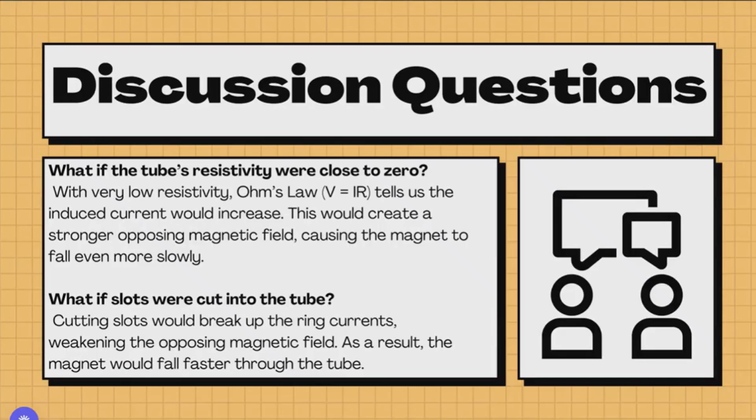And then what if slots were cut into the tube? If slots were cut into the tube, it would break up the ring currents, which would weaken the opposing magnetic field, and as a result, the magnet would fall faster through the tube because the force of gravity would be more of a driving force.